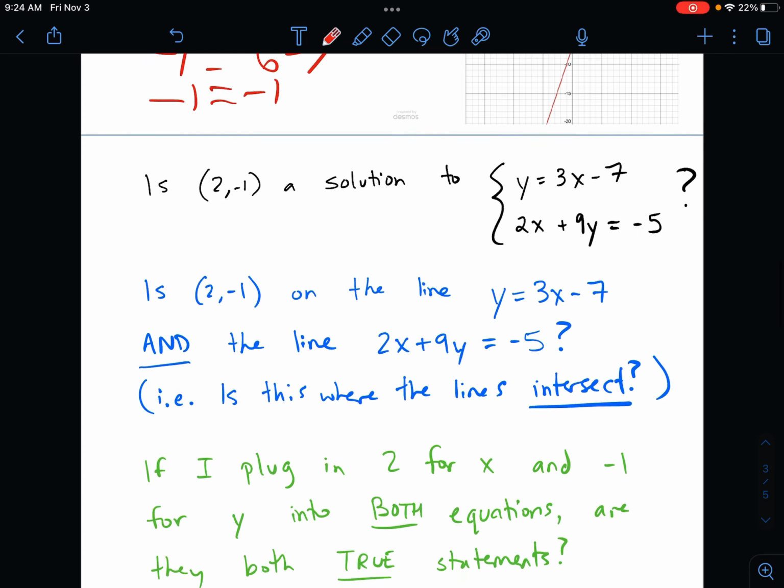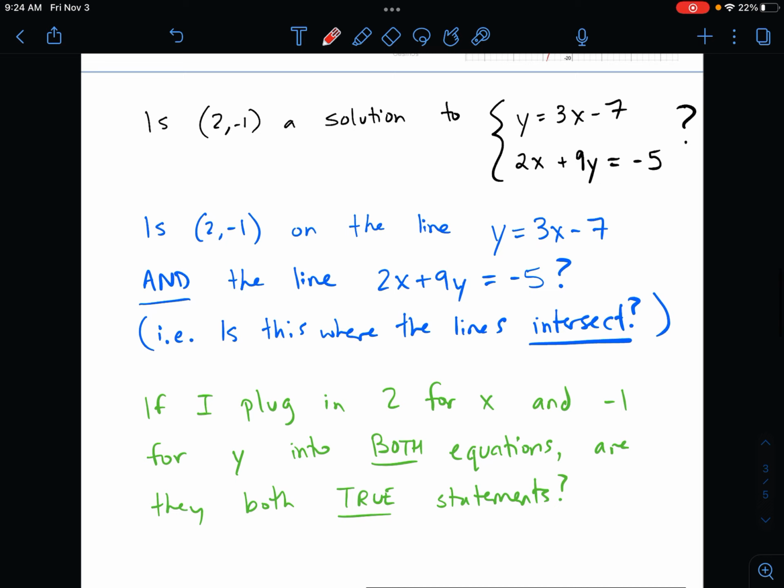All right, so now getting more into this specific section, we're talking about a system of equations, all right? So in a system of equations, remember a system of equations is two lines, right? So when we are thinking about is (2, -1) a solution to this system of equations, that's the same thing as asking, is this on the first line and is it on the second line, all right? It's only a solution if it falls on both lines. In other words, we're wondering, is this where the lines intersect each other?